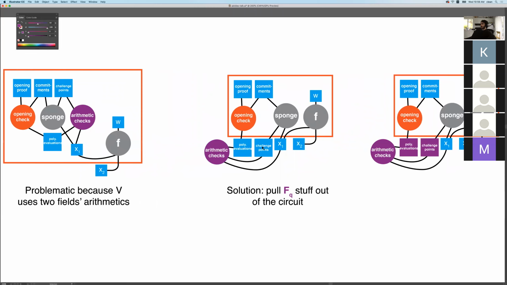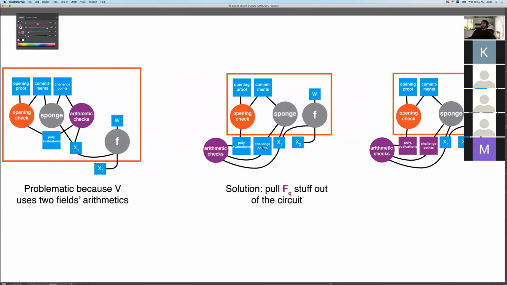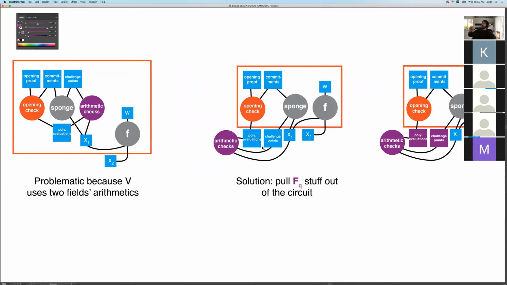So does that make sense? This is kind of a crucial point, this idea of pulling some parts of the computation out of the circuit and having them performed outside of the circuit. Because now we're good. Now everything inside of here is FP friendly.